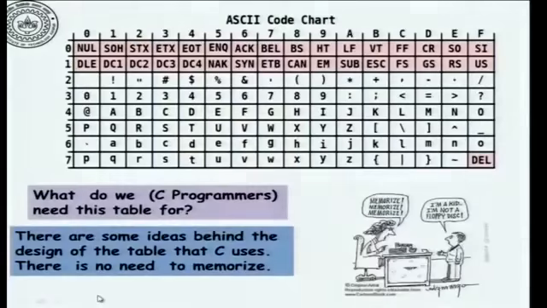We don't have to say that the ASCII code for A is 65, that's a waste of our memory. So let us just see what we can do with this table without really remembering what the table looks like. There are some ideas behind the design of the table, how the table is structured, which C programmers can use. There is no need to remember that a particular character had a particular ASCII value.